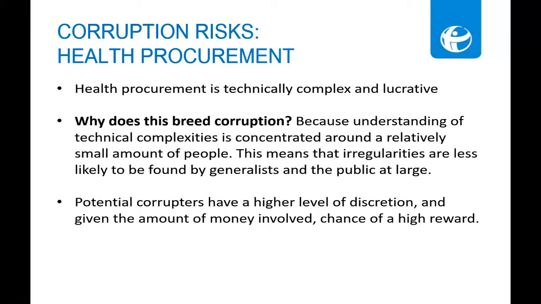people, meaning that first, only a few people can properly assess every aspect of a procurement to ensure that there is no corruption. And second, those that understand its complexities well enough are likely part of the buying process itself, meaning that they can subvert the system and commit corrupt acts with less of a chance of being caught. Essentially, potential corruptors have a higher level of discretion, and given the amount of money involved, a chance of a higher reward.